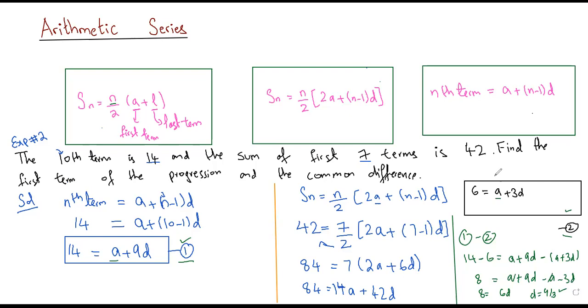Once you have your D, you can just plug in the value of D over here and find the value of A. So that is going to be 6 equals A plus 3 into 4 by 3. Very good, Munja. And A is going to be 2. So this is the answer, right? That is how we calculate such things, okay?